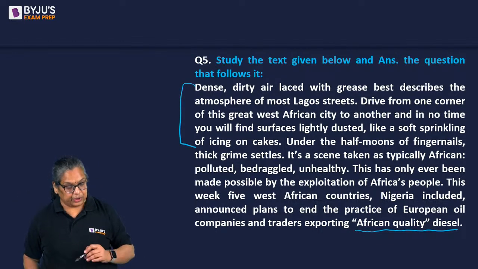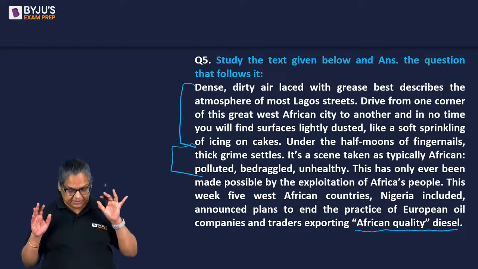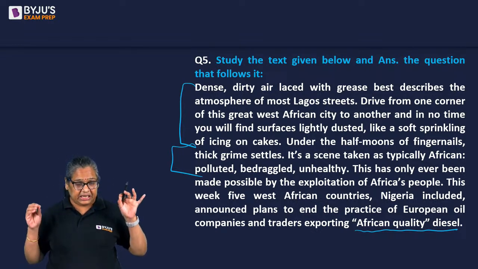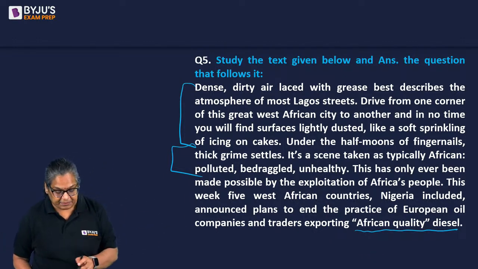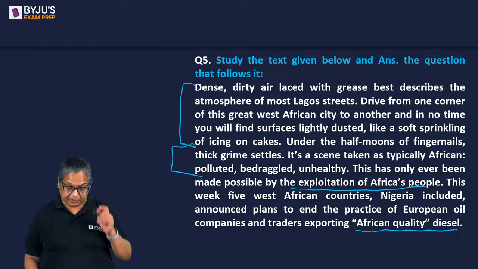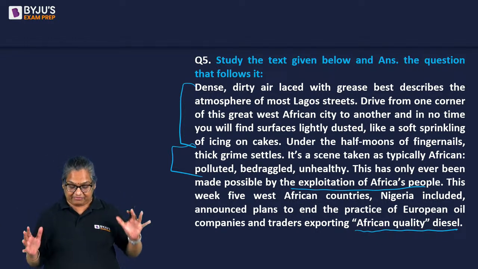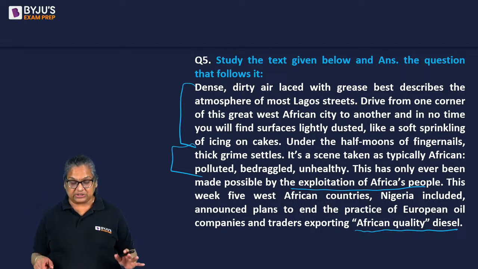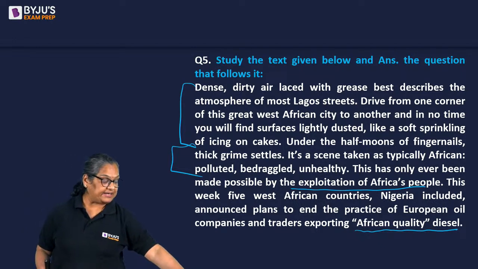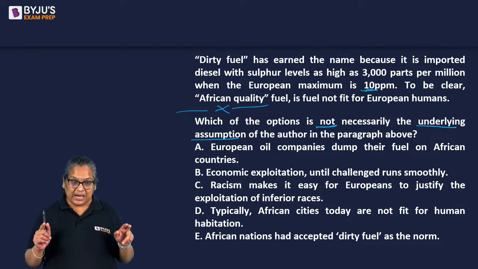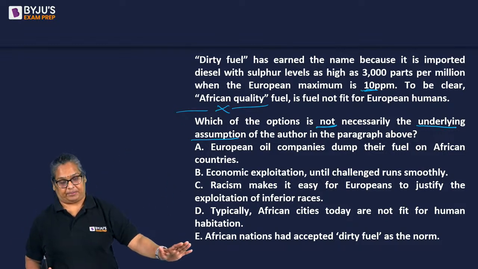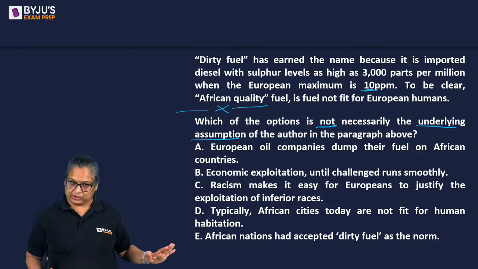Lagos is dirty and polluted. So are other African cities. Okay, and this dirty, polluted scene, this typical scene that you see in Africa, is because of the exploitation of the people of Africa. This week, 5 African countries, including Nigeria, announced that they will stop the practice of European oil. Europe exports African quality diesel to Africa. It's called dirty fuel, and these 5 nations have decided to stop this European fuel from coming to their countries.